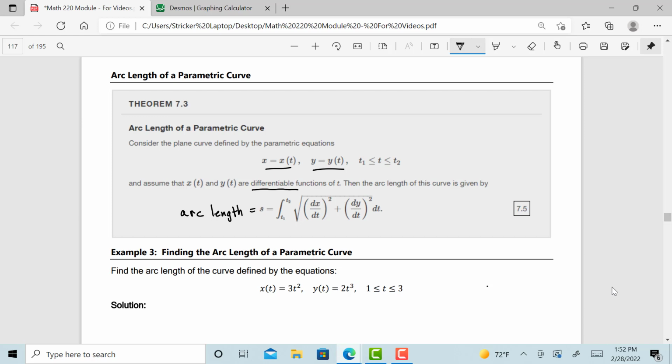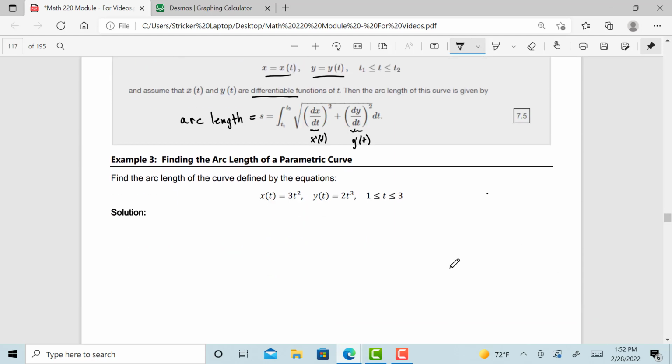So it's the square root of x prime squared plus y prime squared. Remember, this is just another notation for x prime and y prime. So let's take a look at an example.